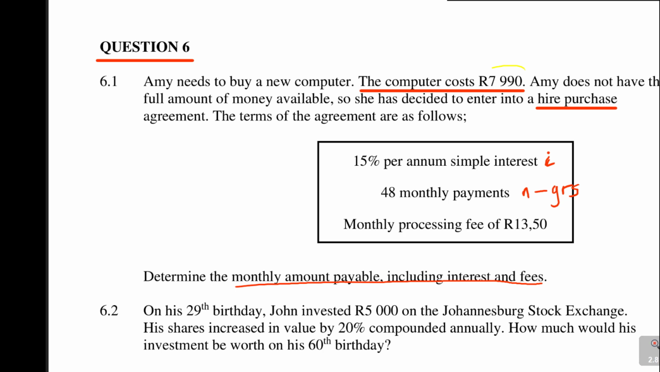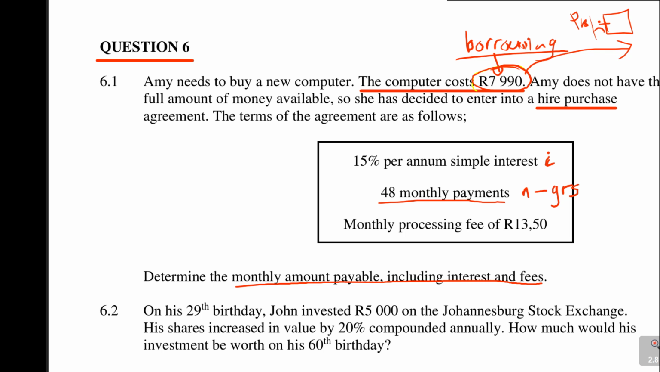You see, the computer is costing 7,990, and you don't have that money, so you want to buy it. So when you are borrowing money here, you are borrowing 7,990. The person who's lending you the money expects more money in the future. He expects profit. You agree with me? Because he's lending you 7,990, obviously you are not going to return 7,990 after how many months? After 48 months. He expects his money to be more.